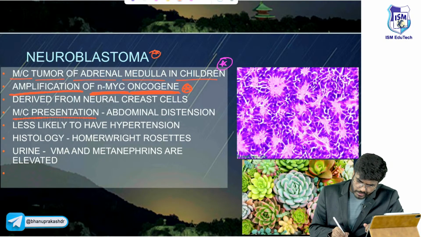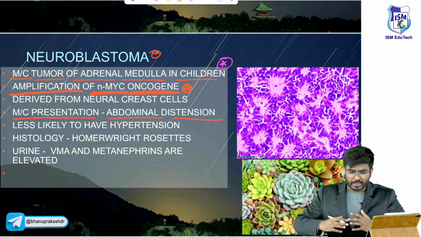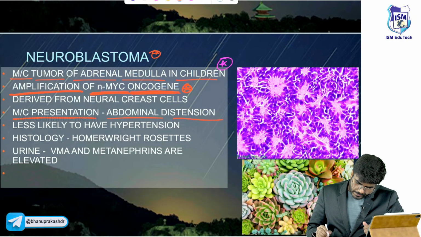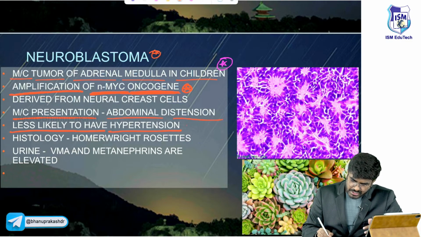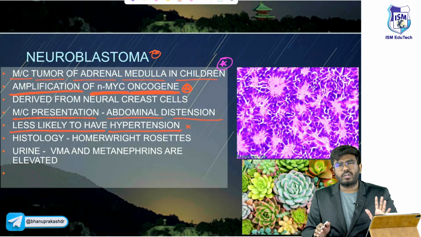The most common presentation is just distension of the abdomen. Abdominal distension is going to be seen. These patients do not have many symptoms. Hypertension is usually not present.